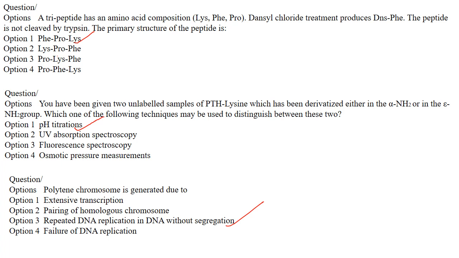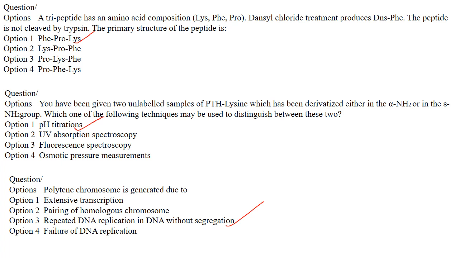So here, as per the question, phenylalanine is the N-terminal amino acid. The question says that it is not cleaved by trypsin, so lysine has to be at the C-terminal end, and in between it will be proline. So it will not cleave the lysine because proline comes before lysine. So the answer will be phenylalanine, proline and lysine.